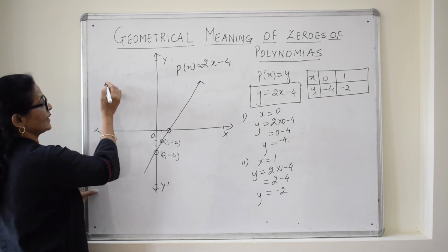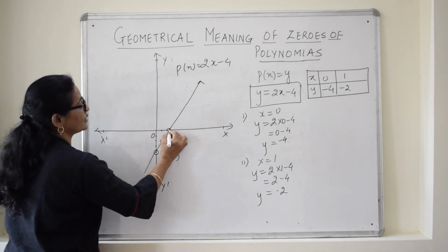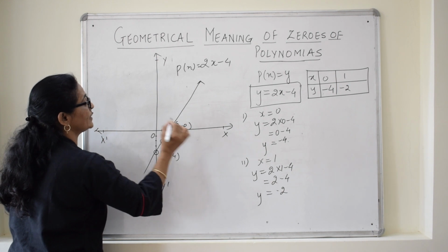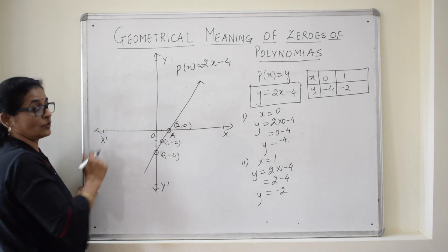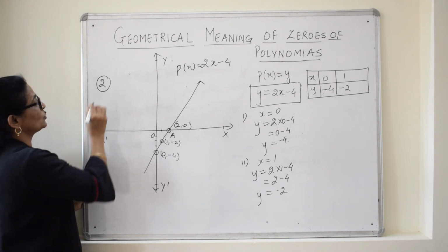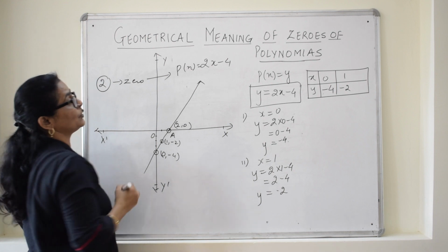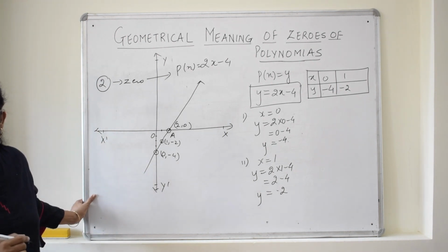So here we can say geometrically this is point, suppose A, and this is 1, this is 2. So this point's coordinates will be 2, 0. So the x coordinate of this point is 2. So 2 is the zero of this polynomial p of x equals 2x minus 4.